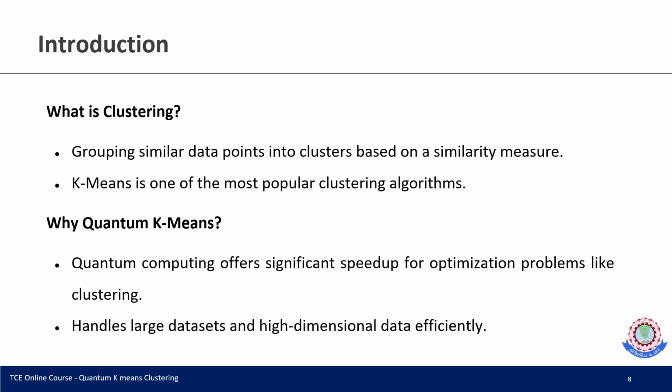So first of all, what is clustering? Clustering is grouping similar data points into clusters based on a similarity measure. K-means is one of the popular clustering algorithms. Now, why do we go to quantum k-means? Quantum computing offers significant speedup. With the help of quantum computing, we can do optimization problems in a much faster manner, and handle large datasets and high-dimensional data efficiently.